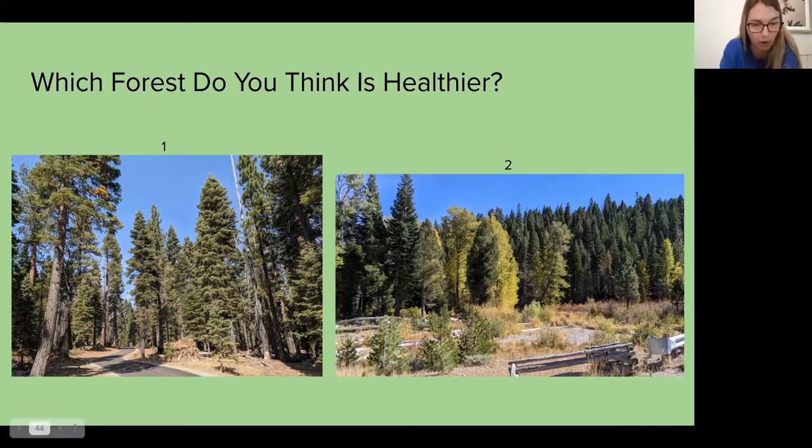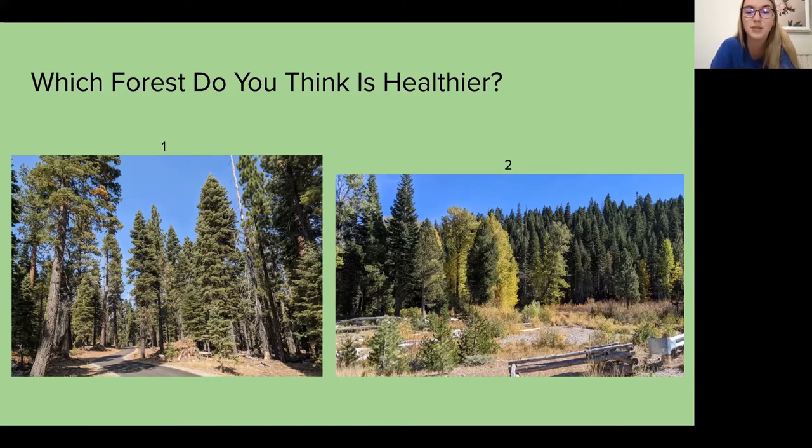Looks like there might be one sapling down here if you look closely enough, but the majority of them are all mature trees. When we look at photo number 2, we can see quite a few seedlings and saplings here in the beginning or in the foreground of the photo. And in the background, we see more mature trees. So I would say based on just what we can see in these two photos, that photo number 2 shows a healthier forest because it has a higher diversity of age groups.